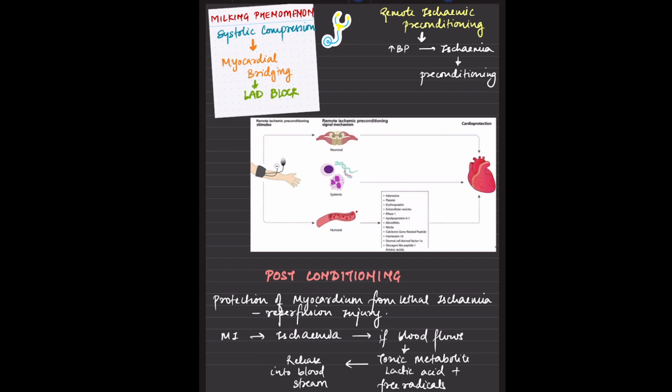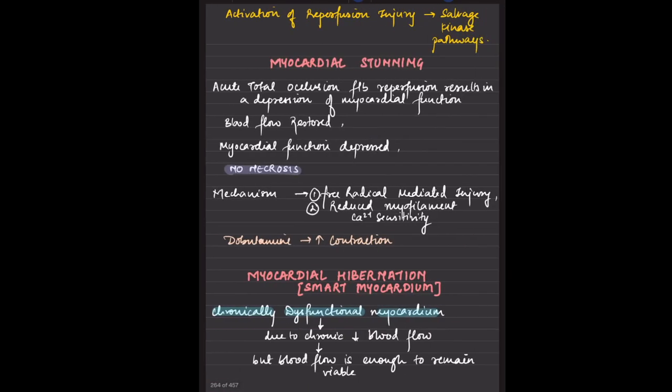Whenever that occlusion is getting away from that occluded site, it will carry all the toxic metabolites, and the blood flows through it to all the parts of the body. So release into the bloodstream. Toxic metabolites, lactic acid, free radicals. Activation of the reperfusion injury salvage kinase pathway. So the salvage kinase pathway that occurs.